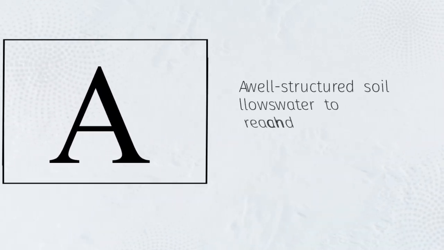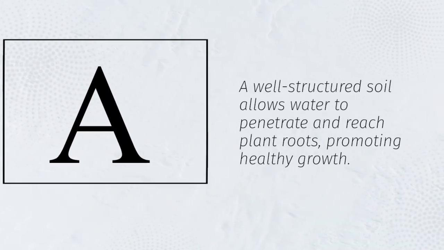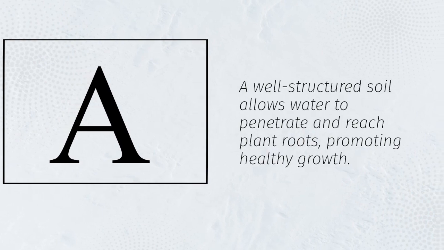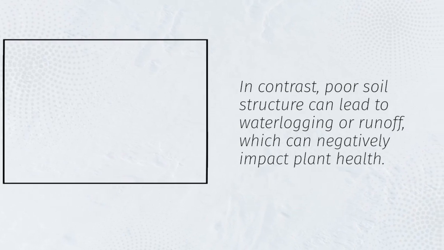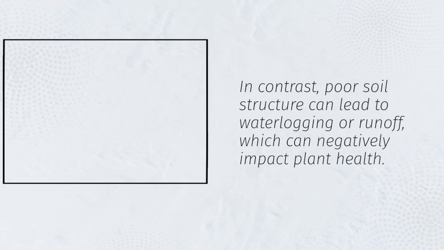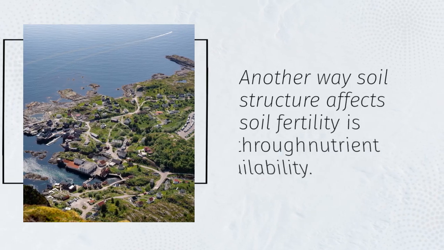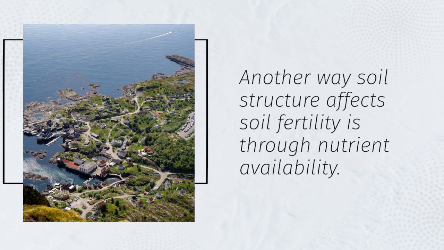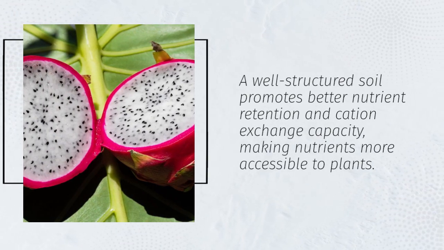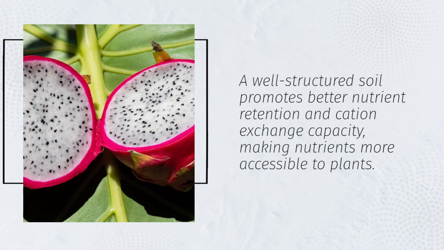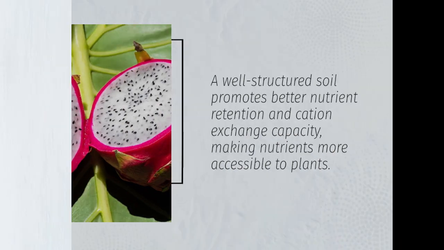A well-structured soil allows water to penetrate and reach plant roots, promoting healthy growth. In contrast, poor soil structure can lead to waterlogging or runoff, which can negatively impact plant health. Another way soil structure affects soil fertility is through nutrient availability. A well-structured soil promotes better nutrient retention and cation exchange capacity, making nutrients more accessible to plants.